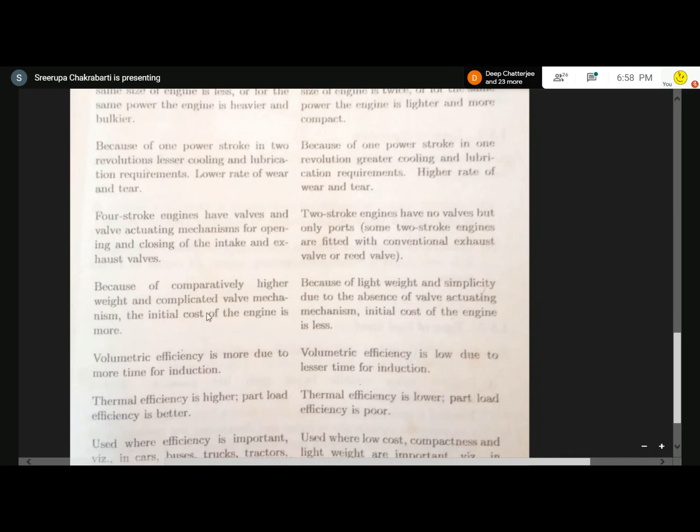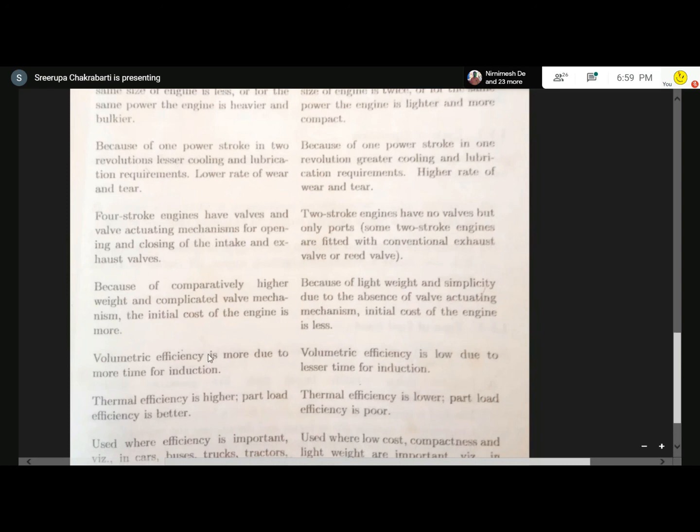Because of comparatively higher weight and complicated valve mechanism, the initial cost of the engine is more for a 4-stroke engine. For a 2-stroke engine, why lightweight? Because there are no valves, no valve operating mechanism. So the engine is lighter, and the engine is simple also. Due to the absence of valve operating mechanism, the initial cost of the engine is less.